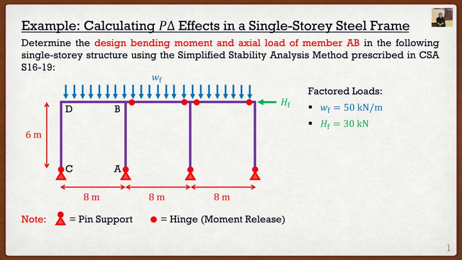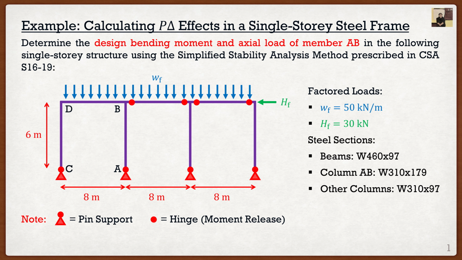For our steel frame itself, we have 3 different sections. Our beams are going to be W460 by 97, so all 3 of them. Column AB is going to be a W310 by 179. I'm going to show why that's important later, specifically in the S-frame analysis. Typically all the columns would be the same. I picked a very dense column to show you guys sway effects, so that's why. And all the other columns are going to be W310 by 97.